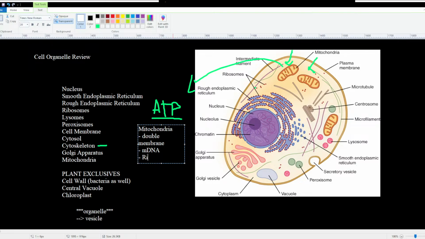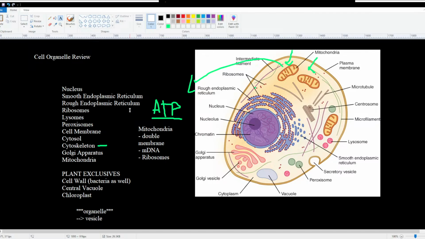It has its own ribosomes too. So there's a theory that mitochondria were actually once prokaryotic cells, and then the earliest eukaryotic cells absorbed mitochondria, and it just worked out for both of them. So now mitochondria exist within the cells, right? Because the mitochondrial DNA is much more similar to that of a prokaryote. But that goes beyond what we're actually learning about.